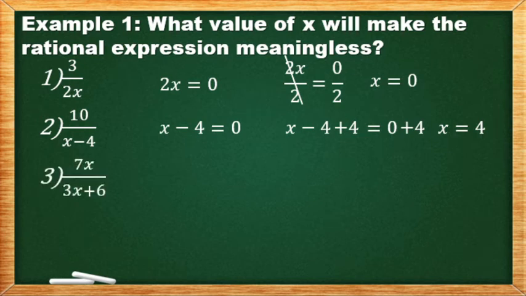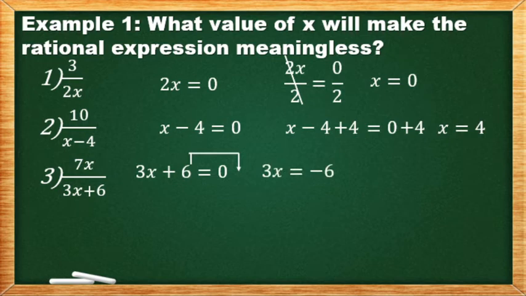Next, 7x over 3x plus 6. The denominator is 3x plus 6, equate to 0. Okay. Gawin natin yung method natin, transposition. Lipat lang natin yung 6 sa right side ng equal sign. Tandaan, pag naglilipat, change sign. Since positive 6, magiging negative 6. Yan, lipat natin siya dyan. So, meron tayong 3x is equal to negative 6.